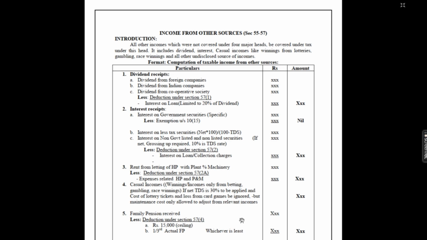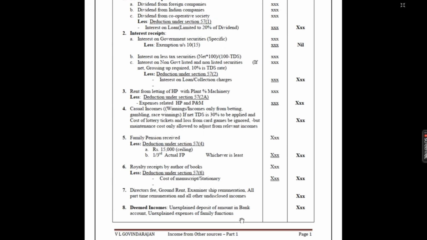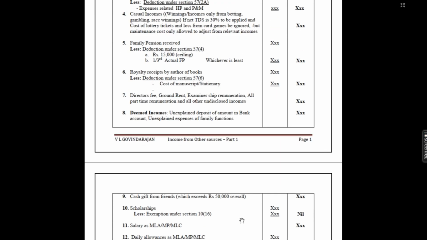Next, family pension received, less deduction under section 57(4). There is a ceiling: Rupees 15,000 or 1/3 of the family pension, whichever is least, is allowed as deduction, and the balance only is taxable. Next is royalty receipts by an author of books. Here we can claim the deduction under section 57(6), the actual cost of manuscript or the cost of stationery, and the balance only is taxable. Director's fees, ground rent, examinership remuneration, all part-time remunerations and all other undisclosed incomes are fully taxable under income from other sources.